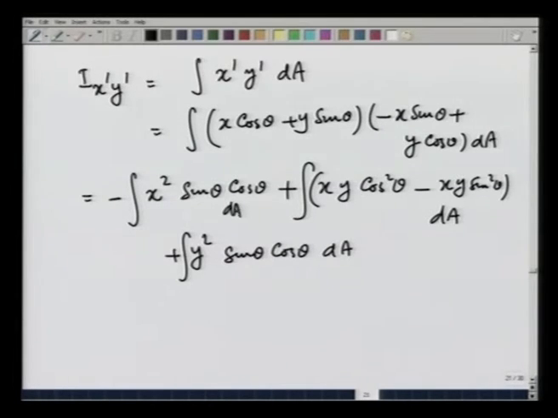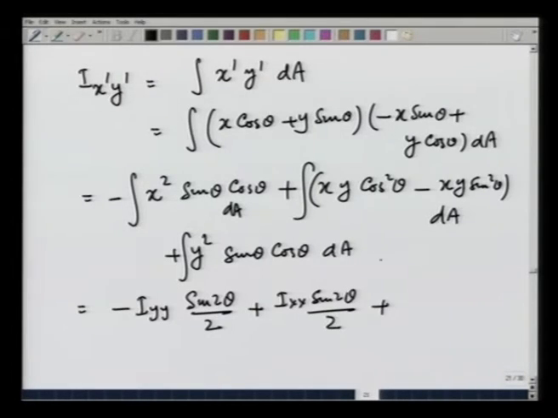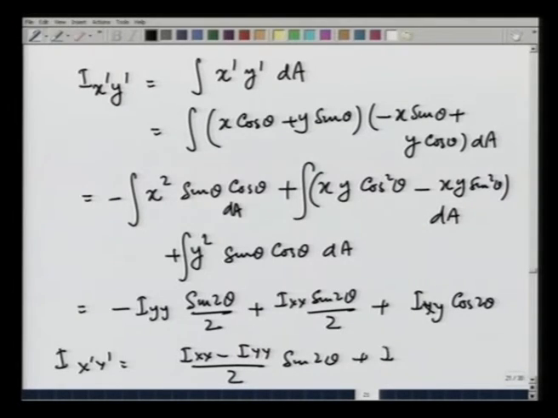This is also dA. X square dA is nothing but minus I y y, this can be written as sine 2 theta divided by 2 plus y square dA is I x x sine 2 theta divided by 2, and x y dA is nothing but I x y. Cosine square theta minus sine square theta is cosine 2 theta. So, I x prime y prime is nothing but I x x minus I y y divided by 2 sine 2 theta plus I x y cosine of 2 theta.